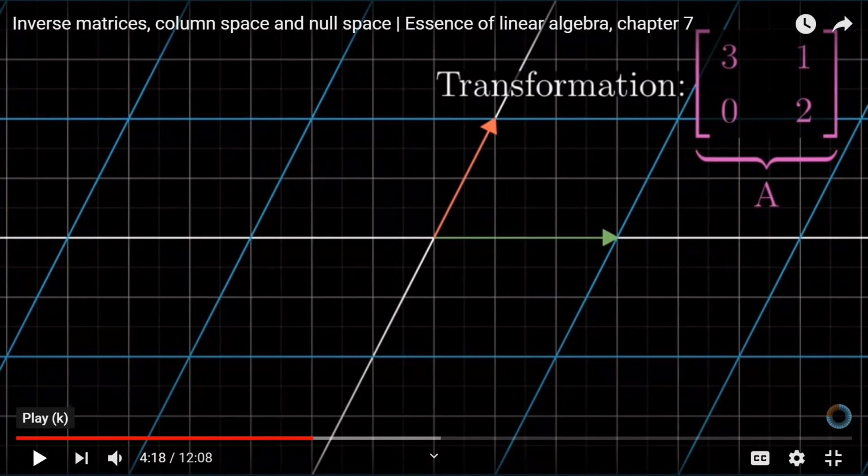I hope this geometrical interpretation gives you some insight into how we look at the formula of A inverse and how to relate the determinant with A inverse. So I will end my lecture here.